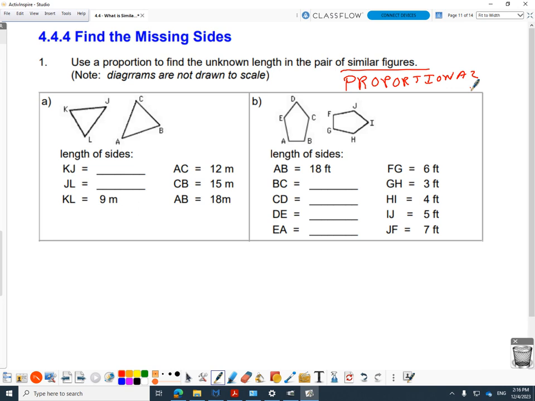What's the multiplier? How much bigger is the second triangle than the first? Not by the picture. The picture's not really showing what's happening here. But what did KL get multiplied by to get to AB? What are you multiplying 9 by to get 18? So this is another doubling situation. I went right back to doubling. So to go this way, we doubled.